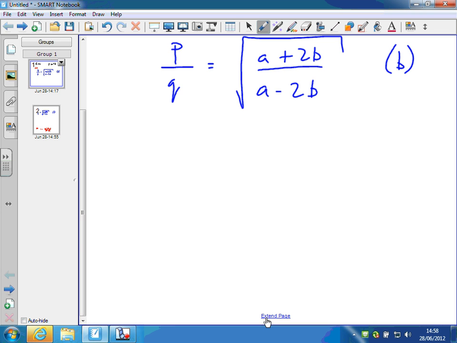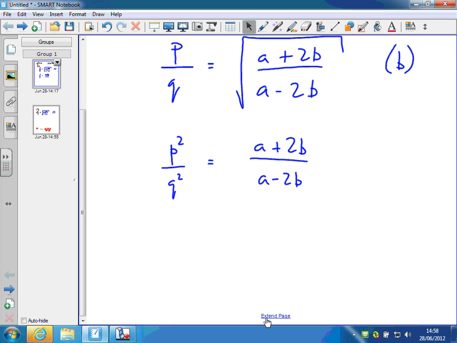So squaring both sides, I'm going to get P squared over Q squared equals A plus 2B over A minus 2B. You could, of course, have written P over Q all squared if you're squaring both sides, but remember, a fraction squared is the same as the top bit squared over the bottom bit squared. And that's the way to write it, because I want to now multiply both sides by Q squared to get rid of that term.